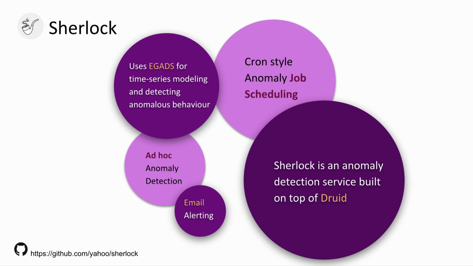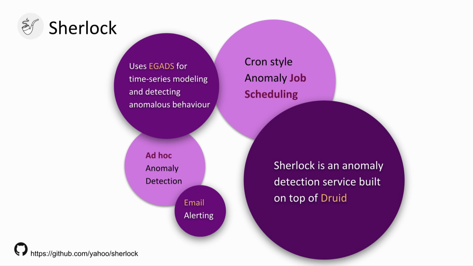Bringing all the pieces together, the power of Druid and the accuracy of EGADS, we have the API Sherlock, which allows us to access all these components from one API. Sherlock is an anomaly detection service built on top of Druid. It also uses EGADS to analyze the time series in real time and in batch, both.